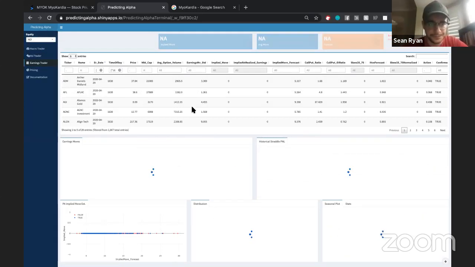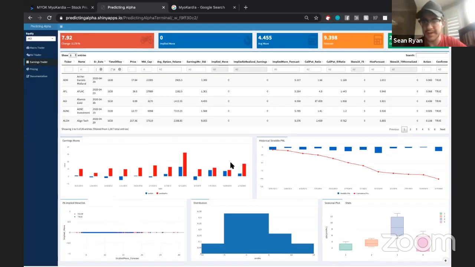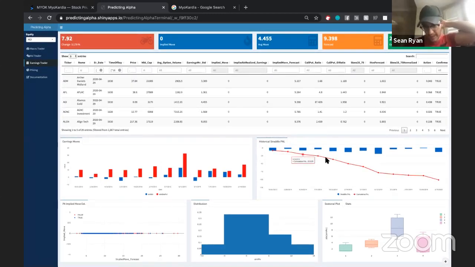AGI. Look at this. Okay, right? So remember how before I was saying that the historical P&L can really tell you a lot about how it's been to buy or sell volatility around a stock? This is literally a prime example, right?